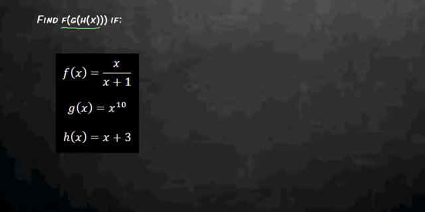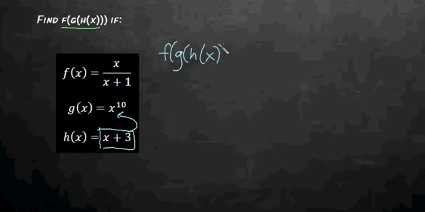Here we go. Let's take x plus 3. We're going to take x plus 3 and put it into x to the 10th. So that's f of g of h of x. Okay. And so let's work on that h of x first. So I'm going to put x plus 3 in x to the 10th. If you'll notice, that is actually just g of h of x.